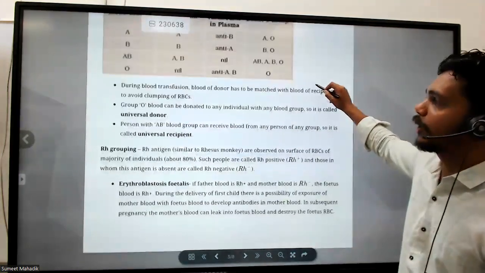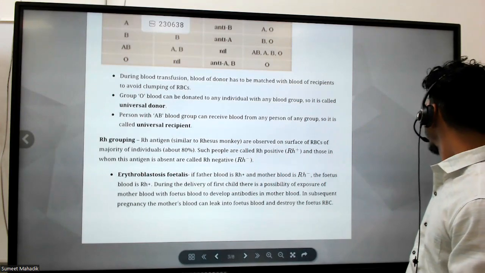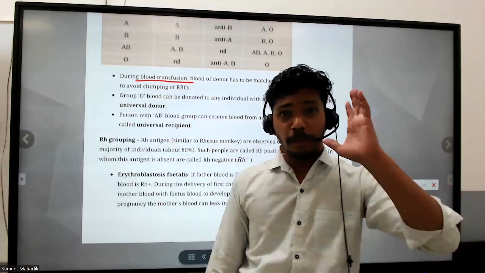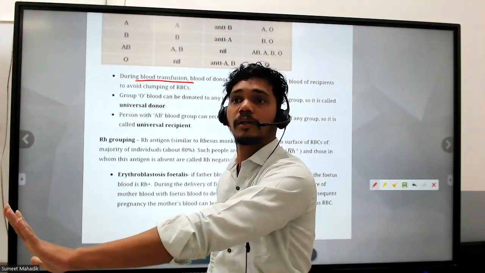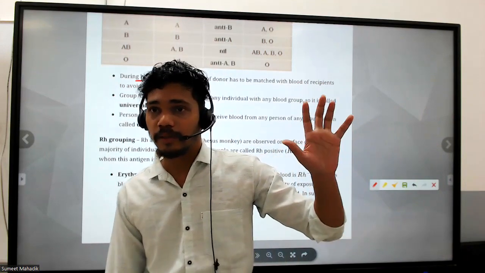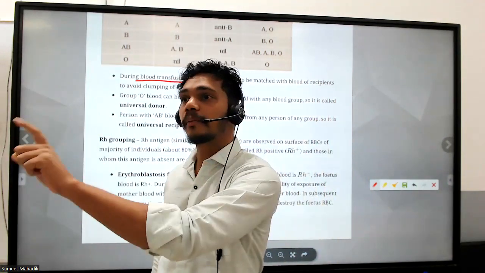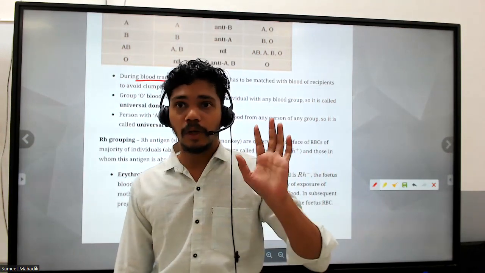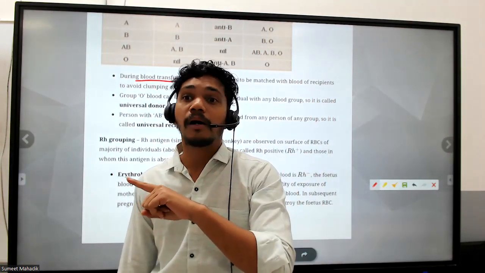Now, I told you about Rh positive and Rh negative. We're going to discuss that. During blood transfusion, what is transfusion? Is it possible to just transfer blood like this? No. We have to take a test. Suppose a person is suffering from AIDS, syphilis, or something similar, and we directly transfer that blood, the patient will have a problem. Even an alcohol drinker is not allowed to donate blood.